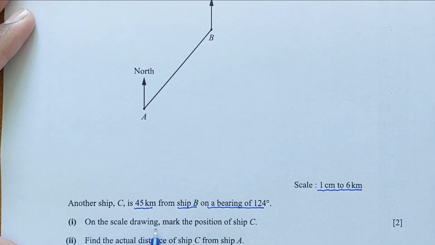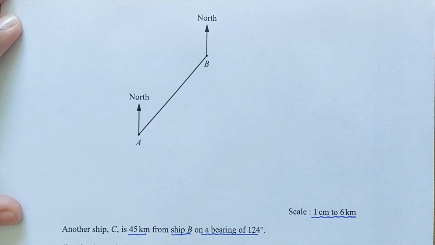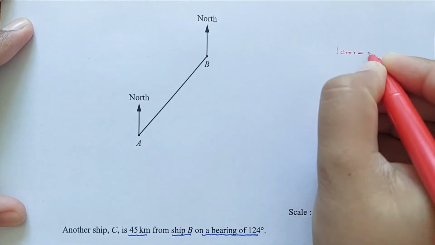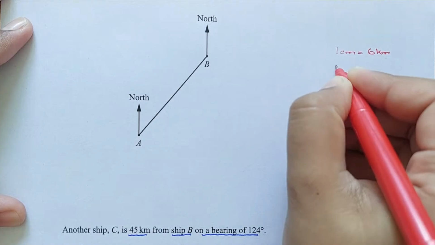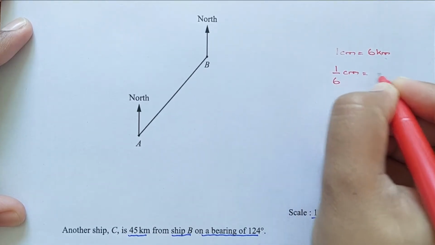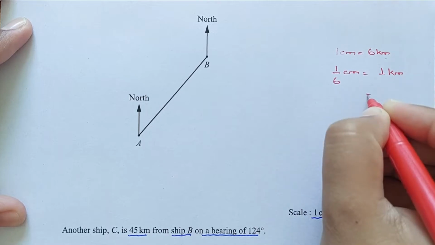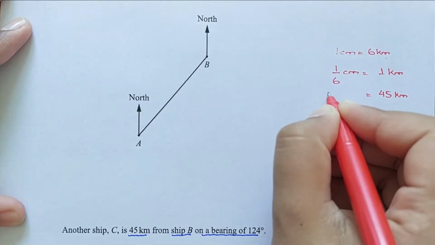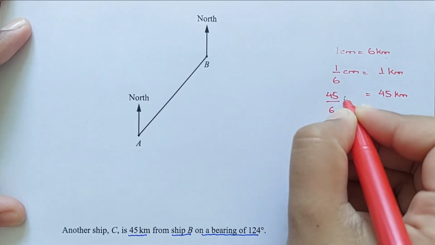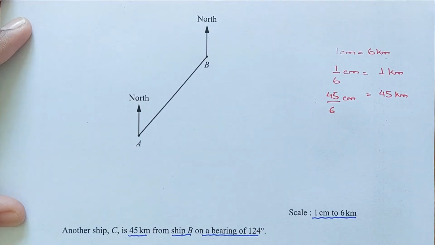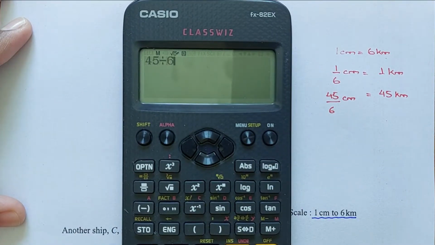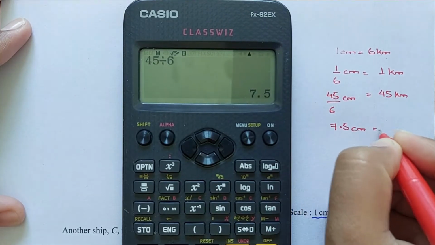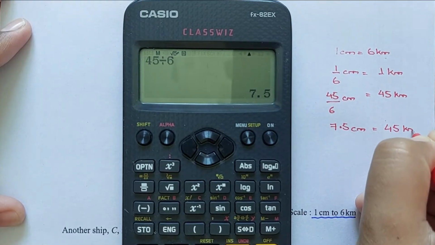Number 1, on the scale drawing, mark the position of ship C. So first we have to use information of the scale that we have given, that 1 centimeter is equals to 6 kilometer. So 1 over 6 centimeter is equals to 1 kilometer. And what about 45 kilometers? 45 kilometer in terms of centimeter is 45 out of 6 centimeter. Let me calculate. 45 out of 6 is 7.5. 7.5 centimeter is basically equivalent to 45 kilometer according to the scale, right?